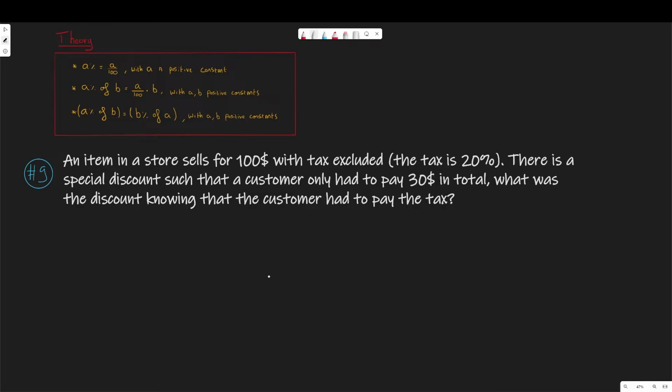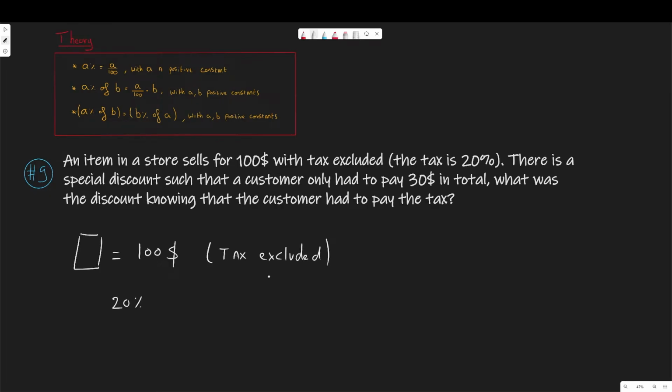So let's try to visualize this. So there is an item and it sells for $100, but that is with tax excluded. So the first thing we want to do is find the price of the object with the tax included. And because the tax is 20%, we want to find 20% of 100.